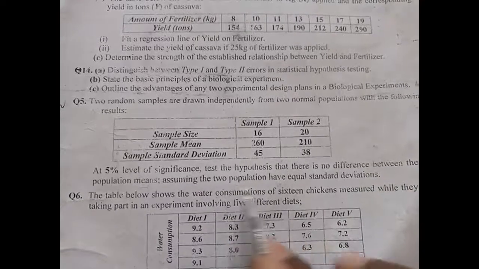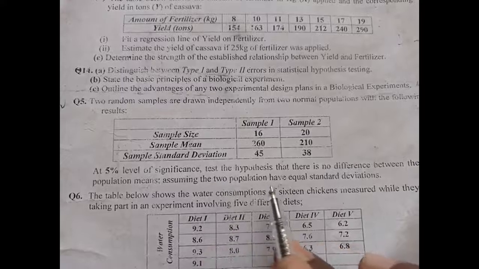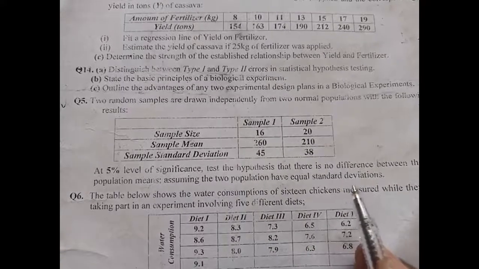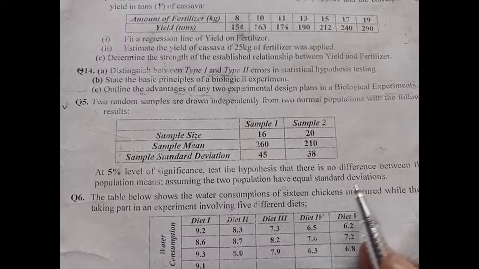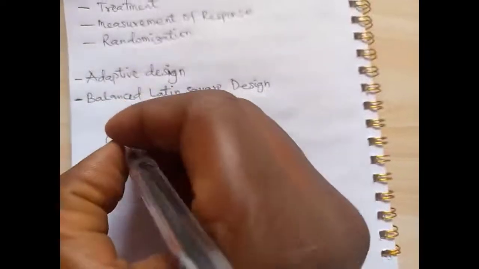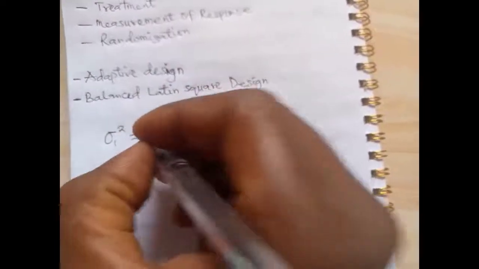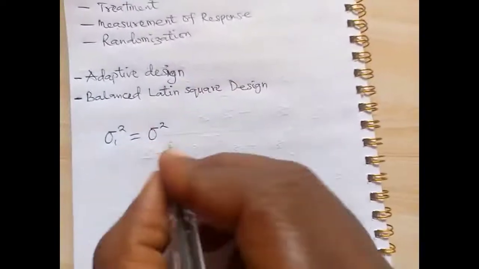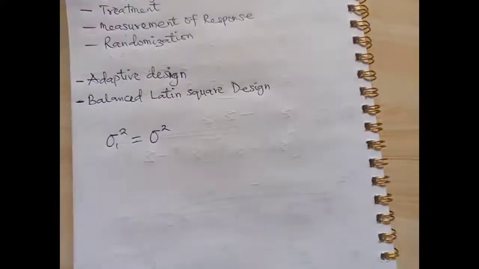Don't neglect this last part. They said, assuming the two populations have equal standard deviations. What that statement means is that sigma 1 squared is equal to sigma 2 squared, and we're going to see the meaning of that statement.